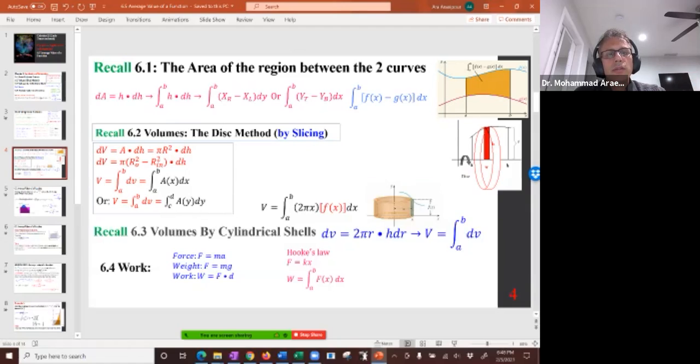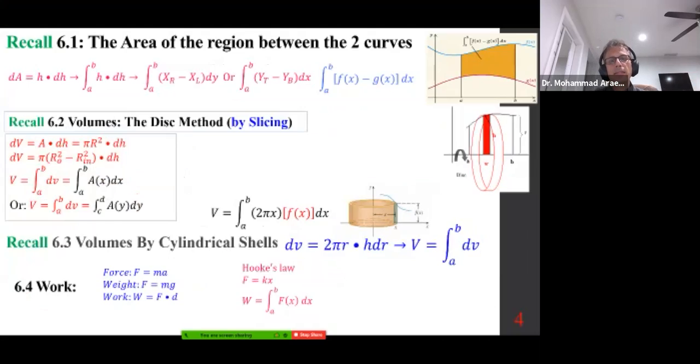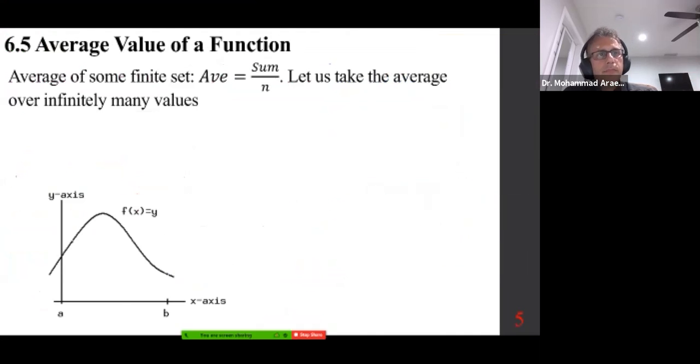So let's go to the new section and let's discuss the average of a function. Well, how do we find the average? Let's have a discussion on that and then we take it from there. If you're interested in averaging anything, you add them up, divide by size. Add them up, divide by size.